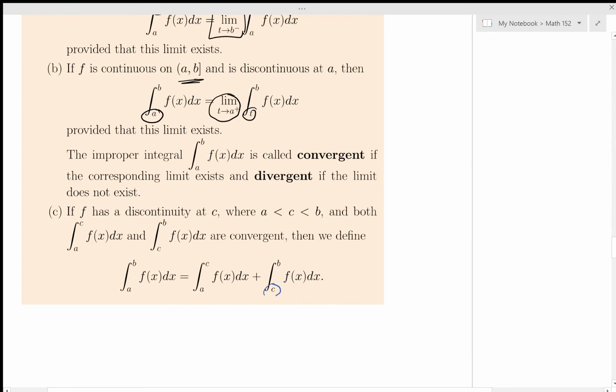If we have a discontinuity in the middle somewhere, then we separate at the discontinuity. So I'm going to put that here: split at the discontinuity.